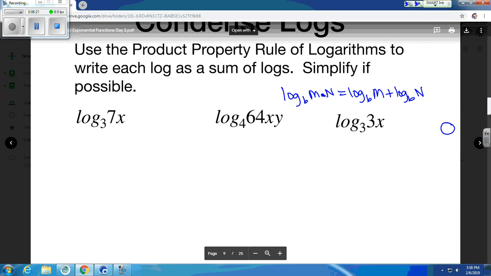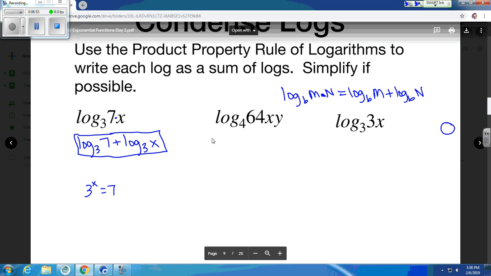All right. Now, I'm going to use my expansion property. Log base 3 of 7x means I'm taking 7 times x. So I want to expand this: log base 3 of 7 plus log base 3 of x. There is nothing that I can take 3 to a power of to get 7 for an answer. It is not a whole number, so I will leave it as log base 3 of 7 plus log base 3 of x.